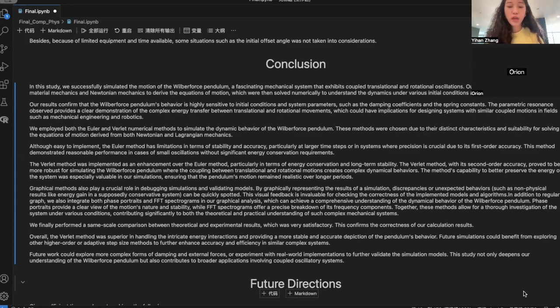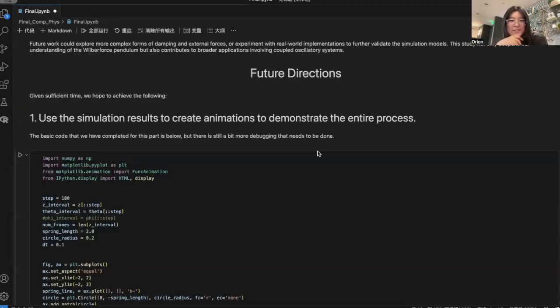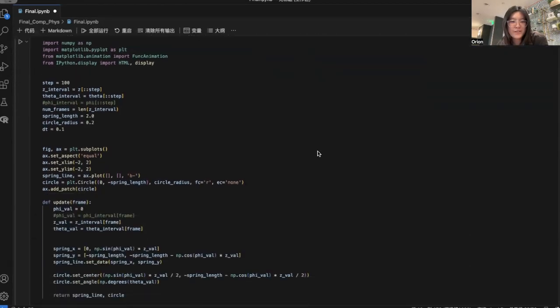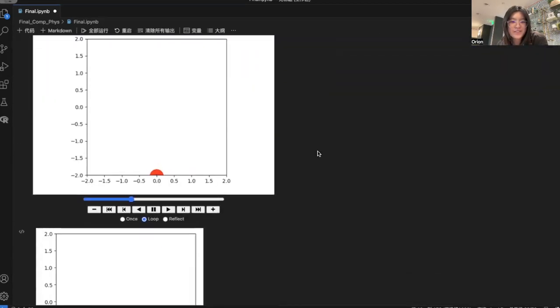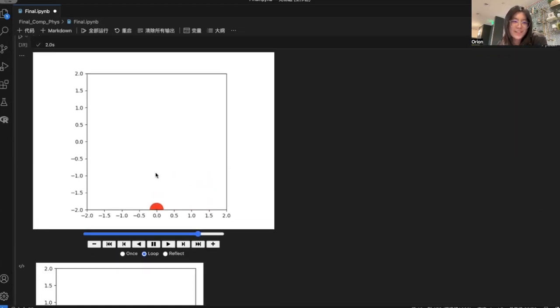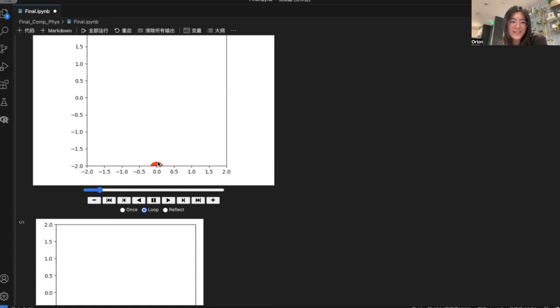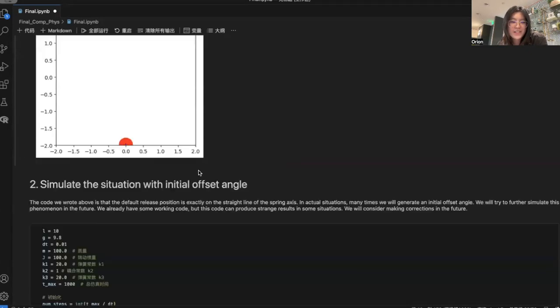And now we're going through the future directions that we can go with this project. There are three parts to it. The first one is we really want to create animations to demonstrate the whole process. So we wrote code for it, but the result is not very good. You can see the mass is just bouncing around at z equals -2, and the spring is very small. So the animation is not very good.